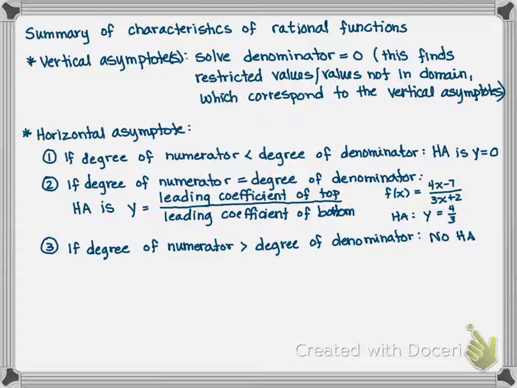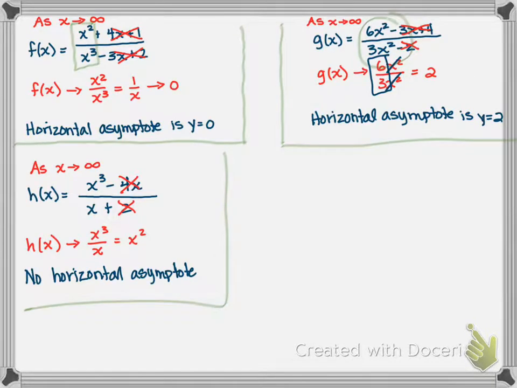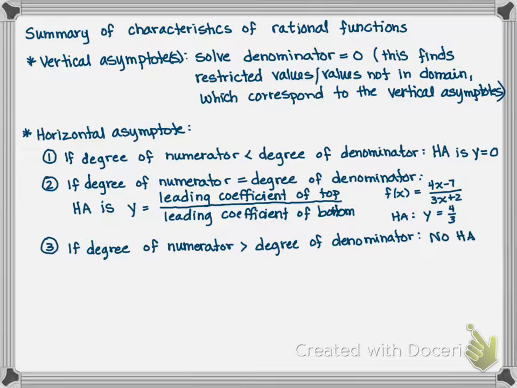So you can just memorize the 3 cases, or you can make the ratios that we made here. Just take the leading terms of each and ask, what happens when it gets really big? Either one of those will tell you your horizontal asymptote, if you want to just memorize.